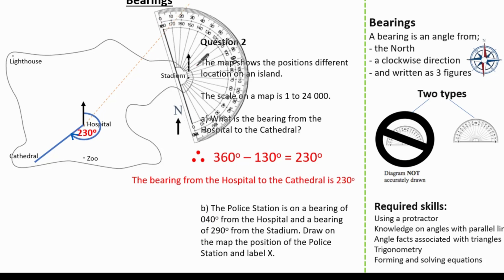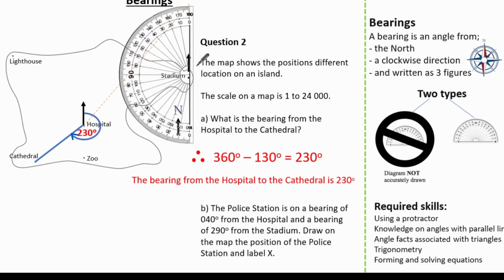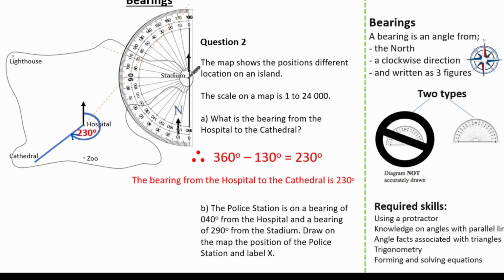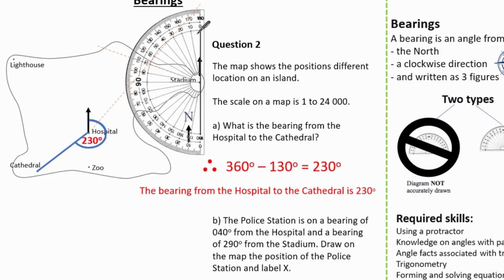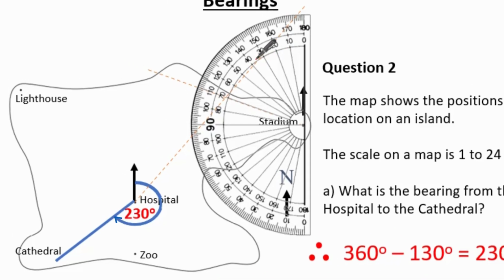So rotating my protractor round, ensuring I line up the center of my protractor with the stadium, and my north is on my 0, I'm going to count 70 degrees anti-clockwise. 10, 20, 30, 40, 50, 60, 70. So I know the police station is on a bearing of 290 degrees clockwise or 70 degrees anti-clockwise from our stadium.